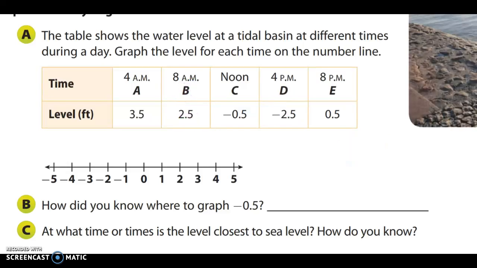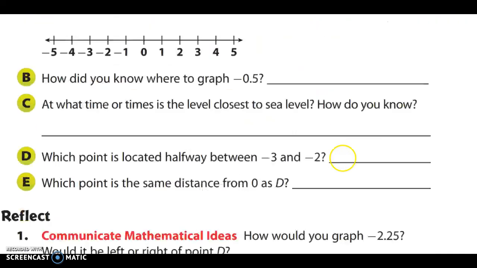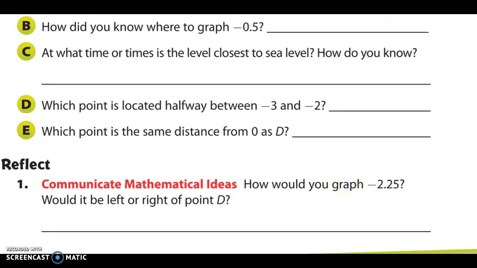So I'm going to go back down to my deal here. Which point is the same distance from 0 as D? The answer is B, +2.5. And I'll just remind you that this answer was D, -2.5.